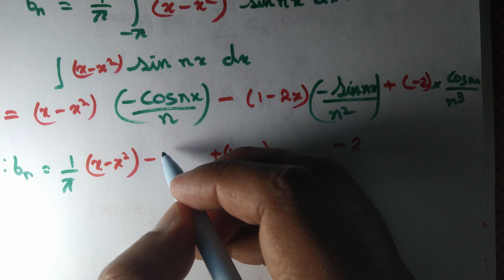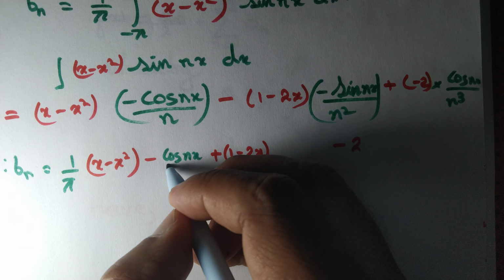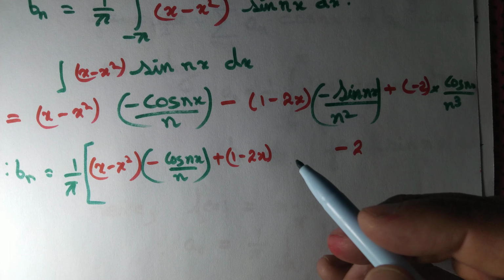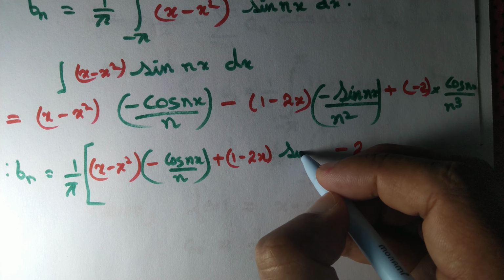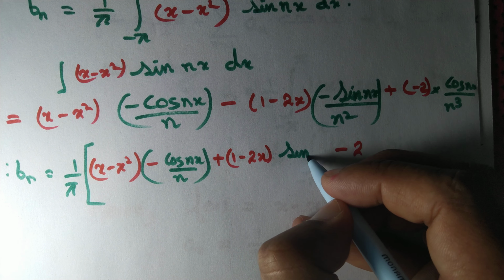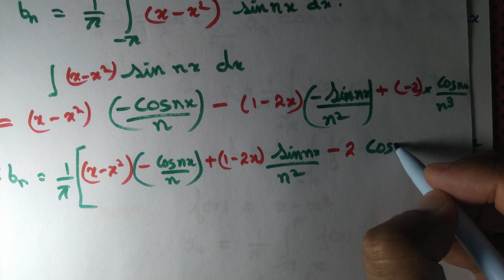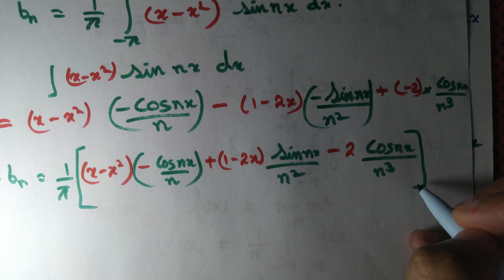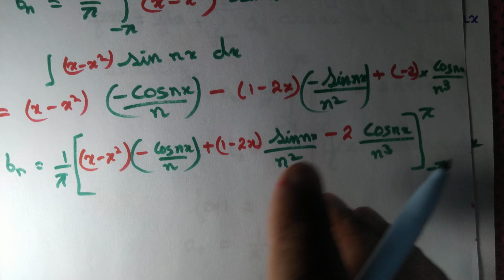So, (x − x²) whole thing into (−cos nx / n), then minus minus plus, (1 − 2x) sin nx / n², minus 2 into cos nx / n³. Once again, the limit is from −π to +π.